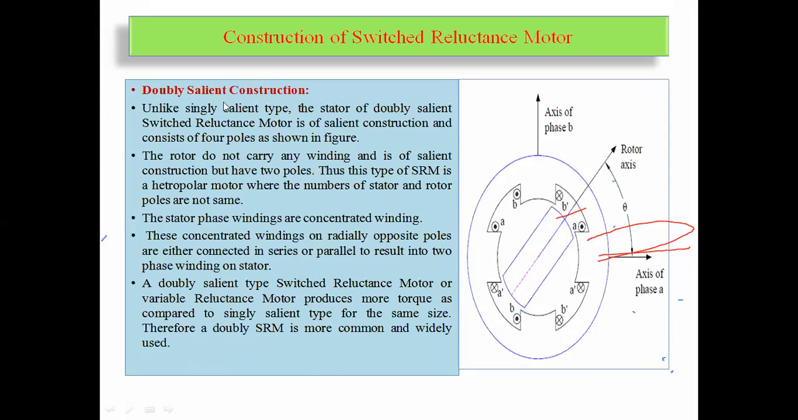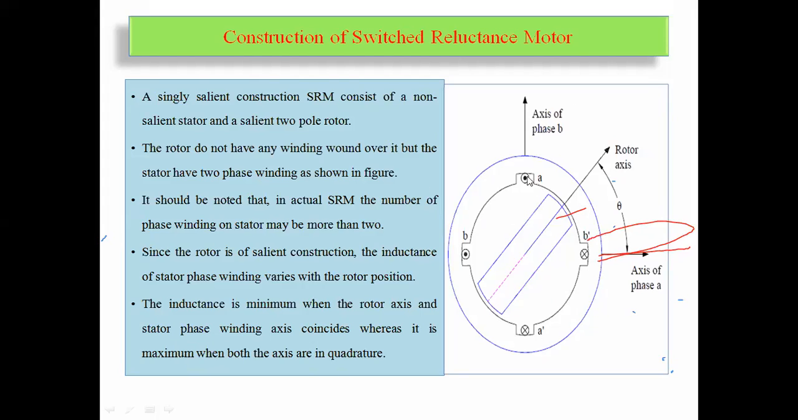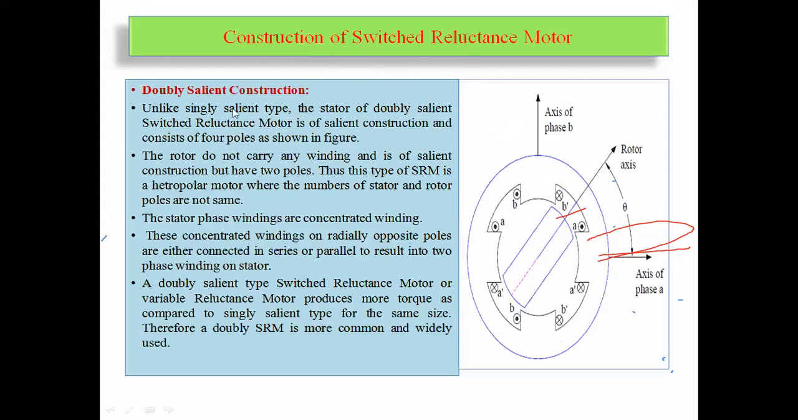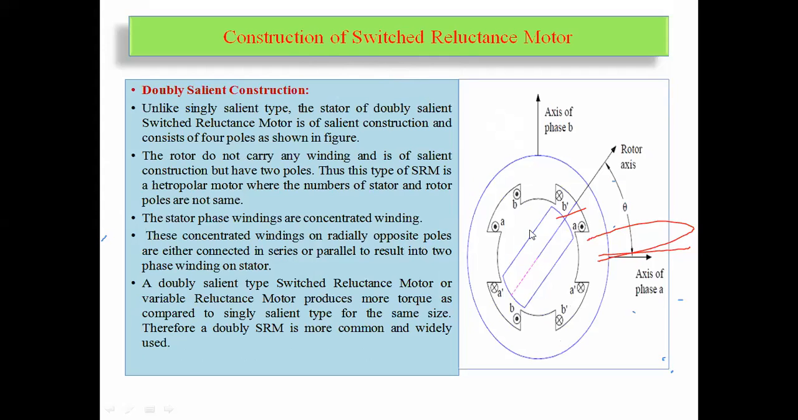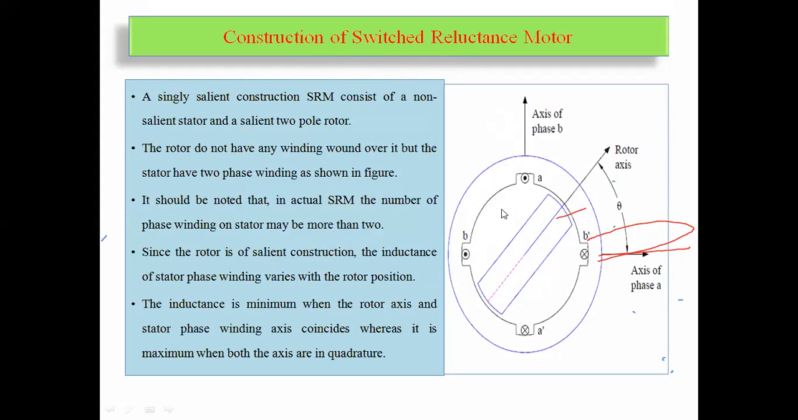Now we see about the doubly salient construction. Here, single salient म्हणजे काय? इथं A dash B dash. Just check the difference on the stator side. The stator च्या construction वरून there are two types of switched reluctance motors: doubly salient or singly salient motors. Here singly salient motors are there. Now here doubly salient motors are there. म्हणजे मगाशी फक्त single, you can see the difference in the construction side of the stator.